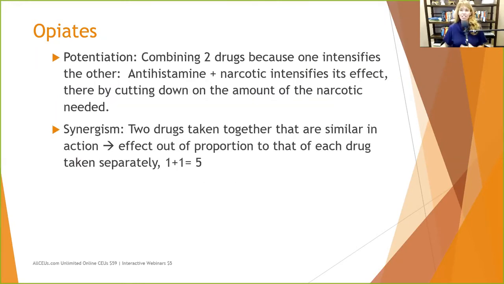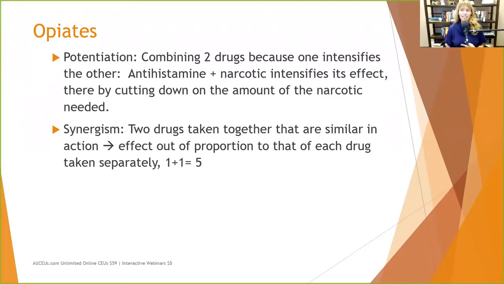So potentiation is combining two drugs because one intensifies the other. So if you put an antihistamine with the narcotic, it intensifies its effect, cutting down the amount of narcotic needed. Now, theoretically, that's what the physicians are doing. They're saying, well, if you get the itchies, let's reduce the amount of narcotic so you're less bothered by that, but let's also add an antihistamine so you still get the same analgesic effect.